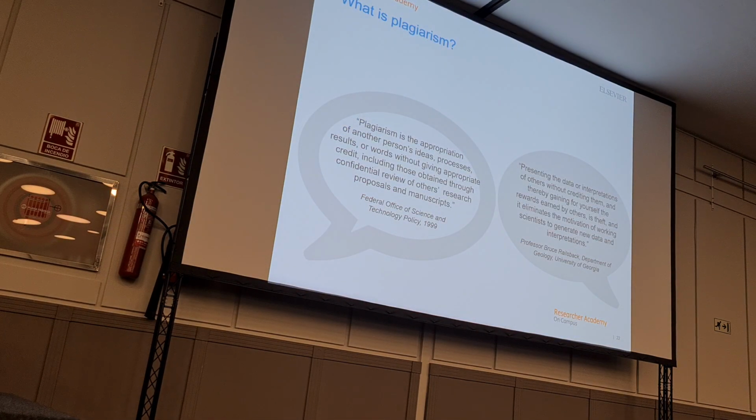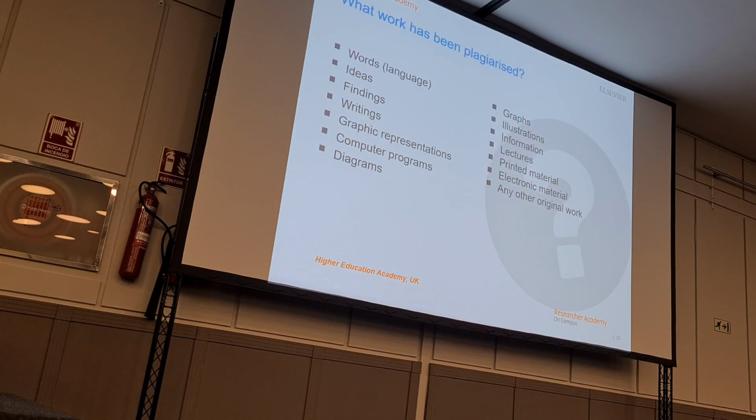So plagiarism is the appropriation of another person's ideas, processes, results, or words without giving appropriate credit, including those obtained through the confidential reading of others' research proposals and manuscripts. So simply, you already know how you can copy from others' ideas and then write them. So we have to avoid this kind of plagiarism.